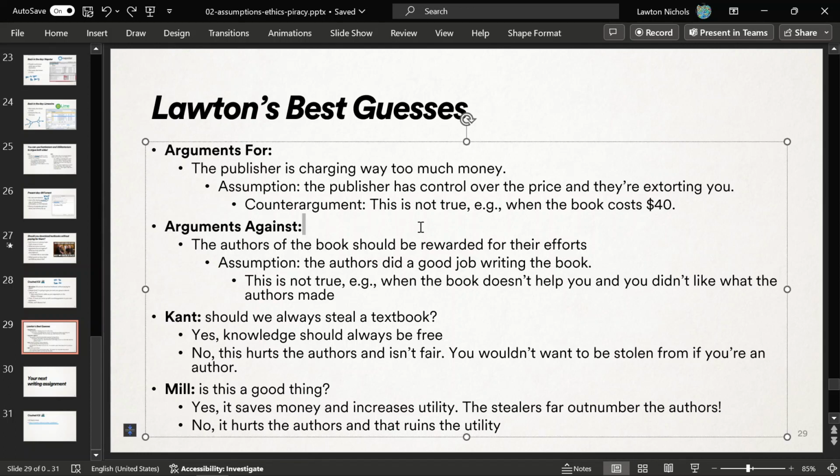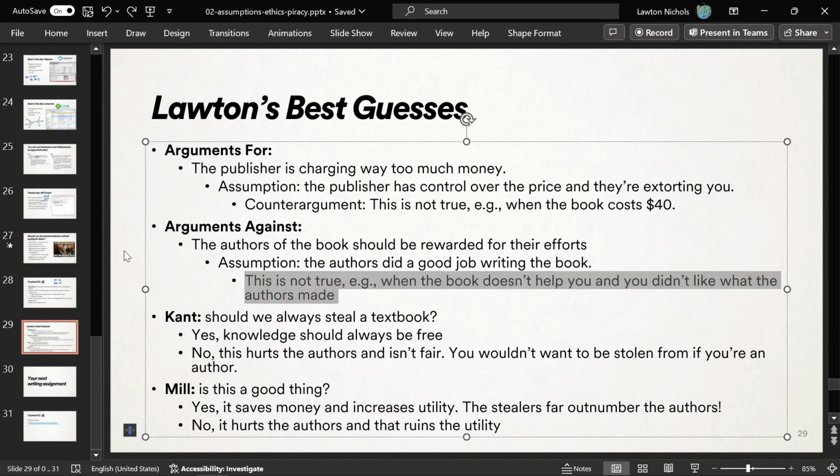An argument against would be, well, the authors of a book should be rewarded for their efforts. I would want to be rewarded if I wrote a textbook, right? But the assumption underlying the argument is that the authors did a good job writing that textbook. I'm sure we've all read textbooks, or been forced to read them, that were really horribly written, right? And so that would not be correct if you're talking about that particular book that's in your mind.